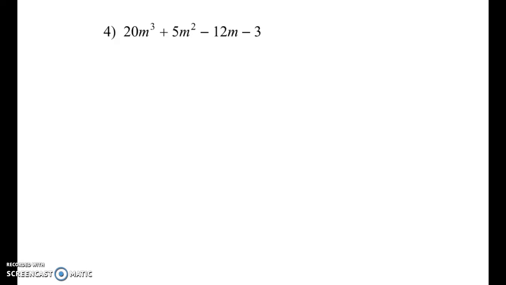All right, so now I'm going to go over factor by grouping. First thing I'm going to point out is that there are 4 terms here, not 3 terms. So we have 1, 2, 3, 4. That's how you know that you're going to have to factor by grouping.